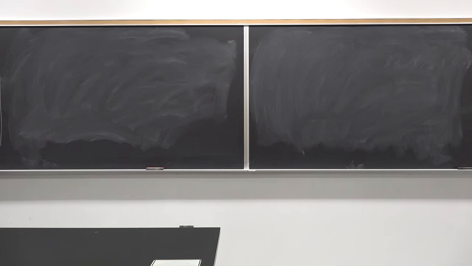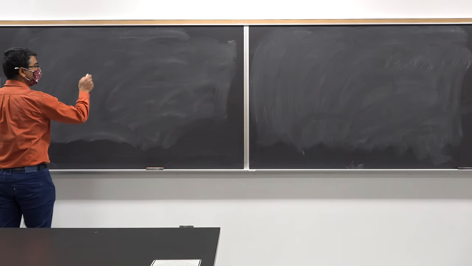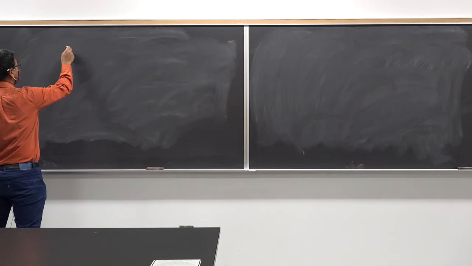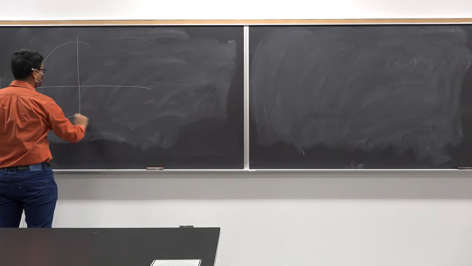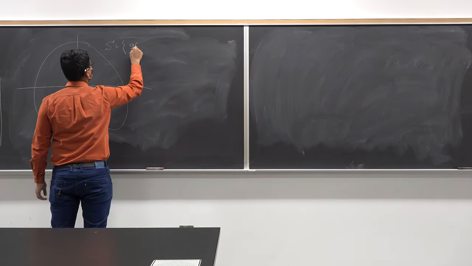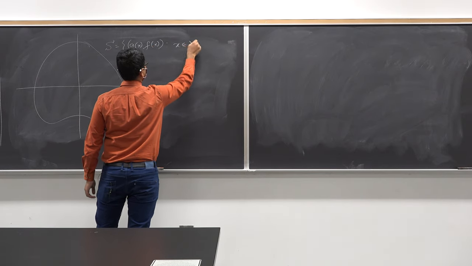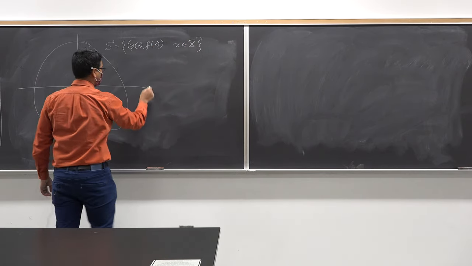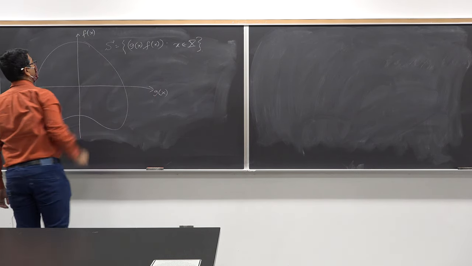Okay, we'll get started. So in the previous lecture, we were talking about this notion of geometric multipliers. And I want to redraw a few figures that I drew in the previous class. So I have this set S, which is the set of all g(x), f(x) pairs for x in capital X. This is my g(x). This is my f(x).